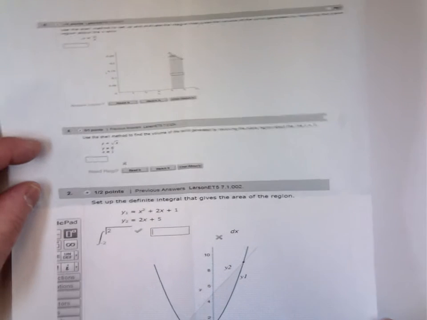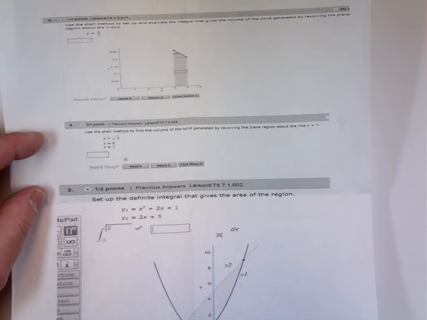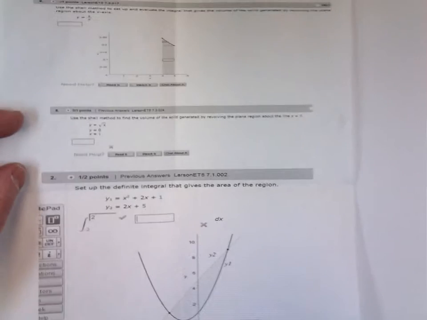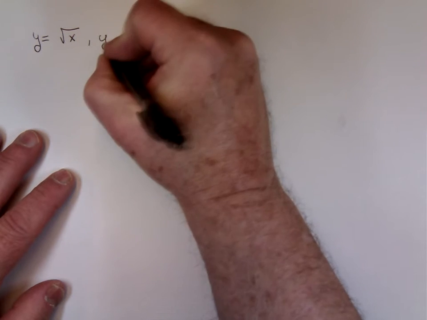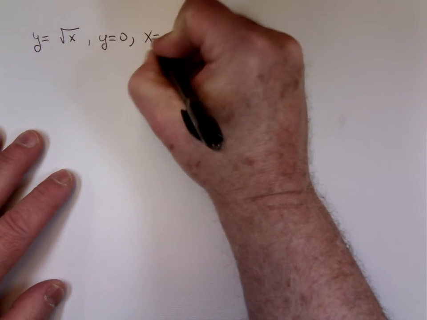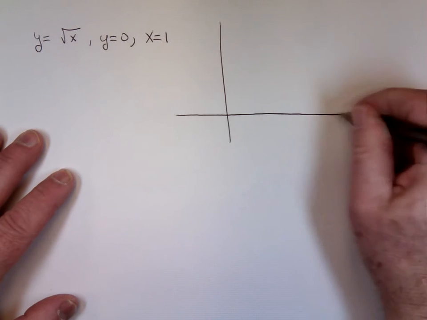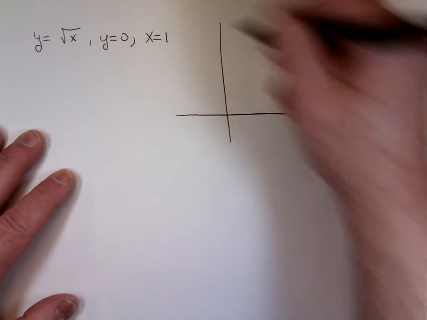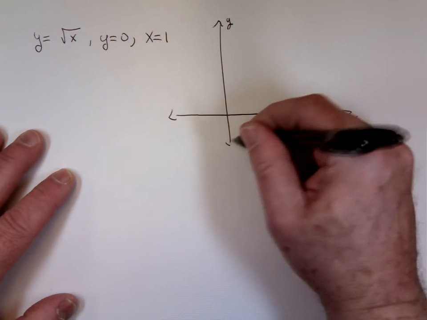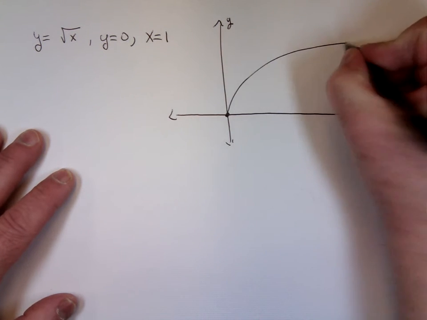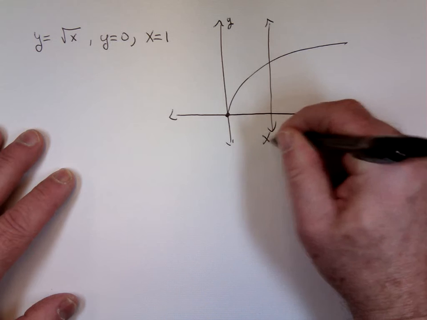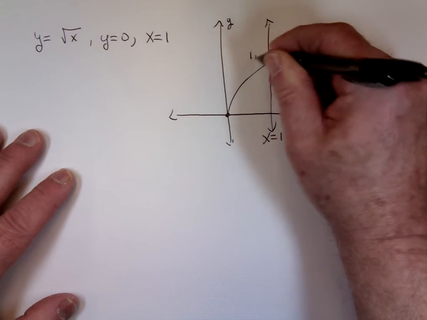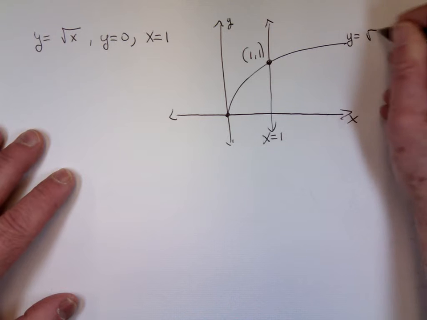It says use the shell method to find the volume of the solid generated revolving the plane region about the line x equal 5. And it's got y equals the square root of x, at y equals 0, x equals 1. What was the question? About what axis? About the line x equal 5. So y equals the square root of x. Y equals 0, that's the x-axis. X equals 1. About the line x equals 5.